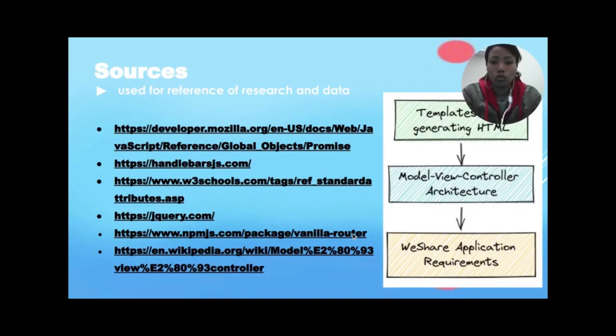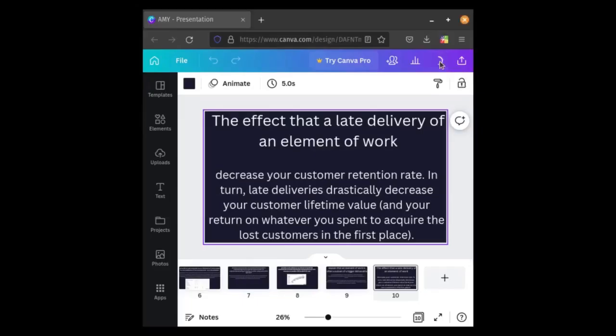Then these are the sources. Most of these were given as a resource in the curriculum, but we also used W3 Schools to check how to use certain concepts within Java, within JavaScript, within HTML, CSS. Then we also used the jQuery library, vanilla router, and also how to use handlebars in JS. So these were the type of examples or research and data that we used. And yes, most of it was done on Google.